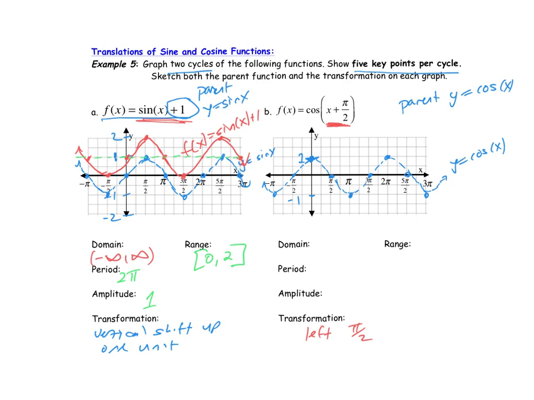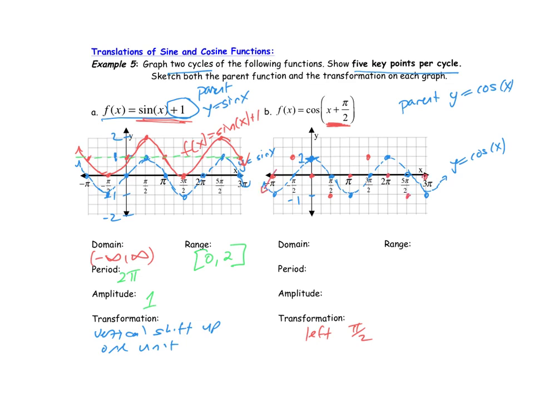All right, now we're going to do the transformation. So we're going to take all points and move them left pi over 2. So 0, 1 is going to become negative pi over 2, 1. Pi over 2, 0 will become 0, 0. Pi, negative 1 becomes pi over 2, negative 1. And once you have a few points, you don't need to shift them anymore. You can just graph the cosine function knowing that we get a key point every quarter period.